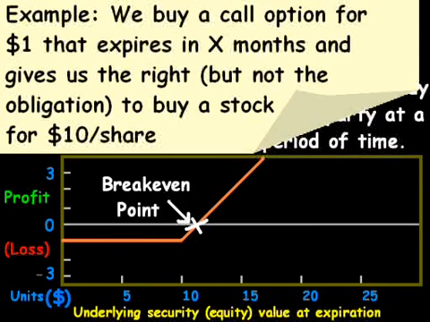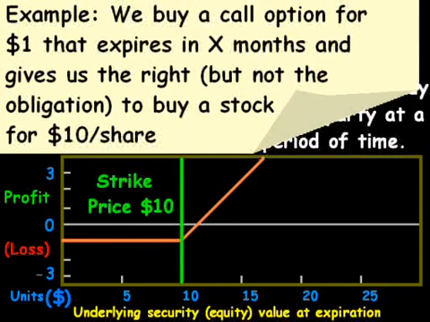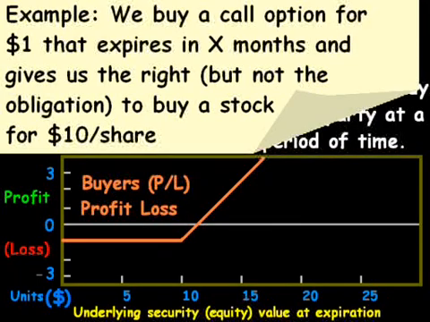In this case, we have a break-even point of 11, and of course our strike price is at 10. But once the price goes over 10, theoretically we can make any amount of profit depending on what happens to the underlying security. So that's one of the advantages of an option. Now obviously most options expire worthless. And that is from the buyer's PL, or profit loss side.